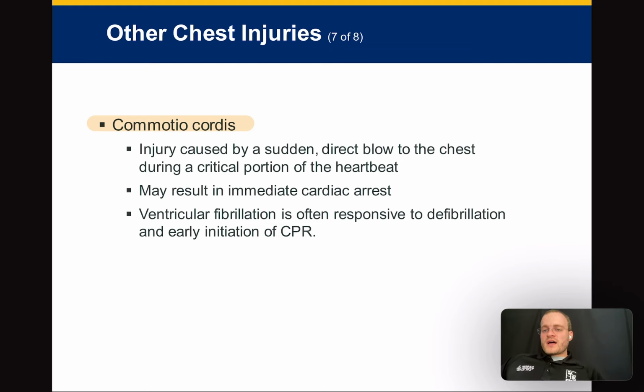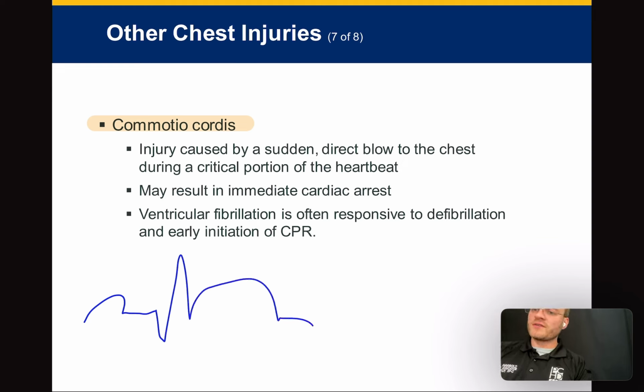And there's a condition called commotio cordis. Sounds sophisticated. So this is what's happened to him. And so what happens is the patient will get a direct blow, very sudden direct blow to the chest. And it happens at this very critical point of the heartbeat called the absolute refractory period that causes the heart to be like, I'm done.